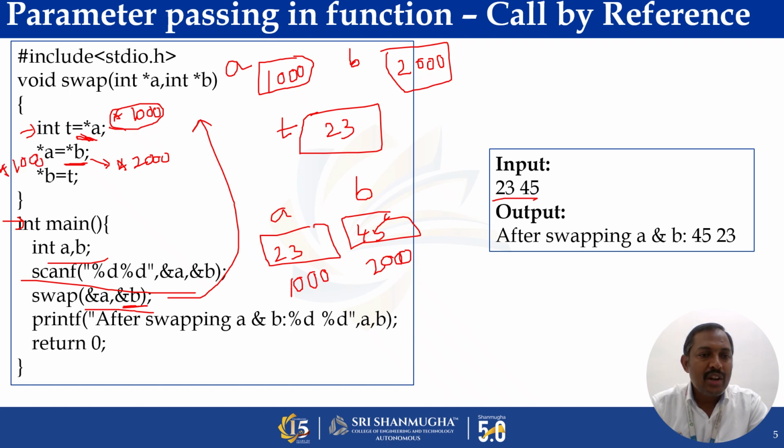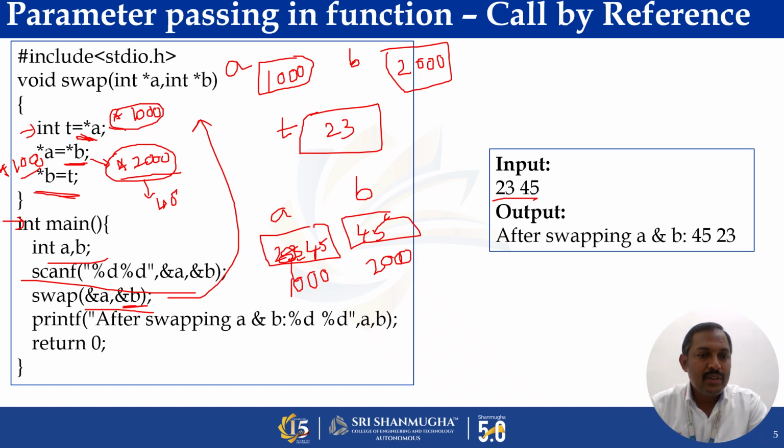Star a means star of 1000. The a value is 1000, the b value is 2000. Star of 1000, star of 2000. So now, what is the value at star 2000? Star 2000 is 45, which is copied to star 1000. The value at 1000 is this place. Within this place, 45 is going to be stored. This is 45, which is stored in star 1000, the value at address 1000.